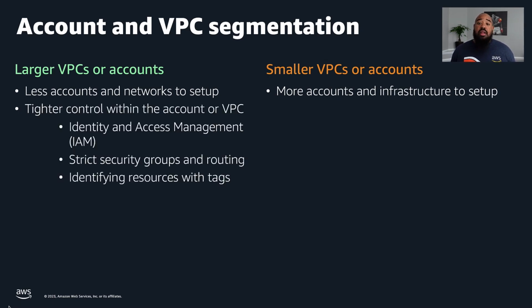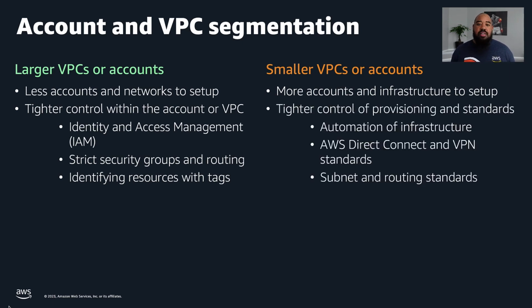Now, with the larger accounts and larger VPCs, you can provide tighter controls within the account or VPC. And you can do this by leveraging identity and access management, or IAM. You can provide strict security groups as well as routing controls. And then you can identify resources with tags. With your smaller VPCs and smaller accounts, what you'll want to do here is provide tighter controls of provisioning and standards. You may want to leverage automation to provide standardization of things like your subnets, your routing, Direct Connect, and VPNs. With your larger VPCs and larger accounts, billing and ownership can become complex. Versus with your smaller accounts, each account can have its own individual billing.